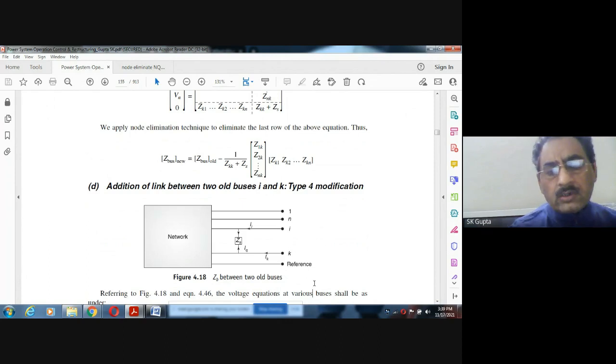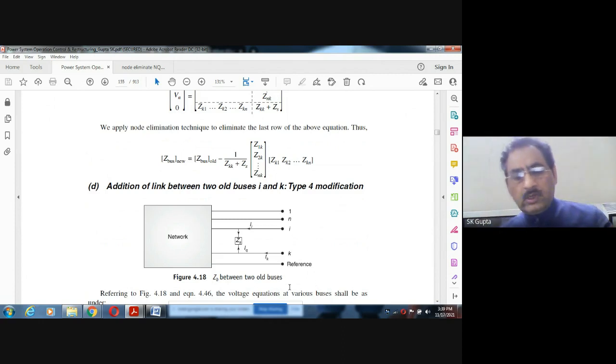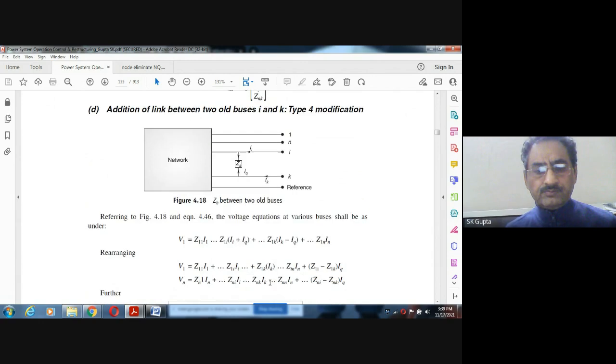Now, the next modification is the addition of a transmission line between two old buses. Both the buses are old, so the size should also not increase here. Since both the buses are old here, let us see. Here, I and K, both the buses are old, and between the two buses a transmission line ZS is added, like this.